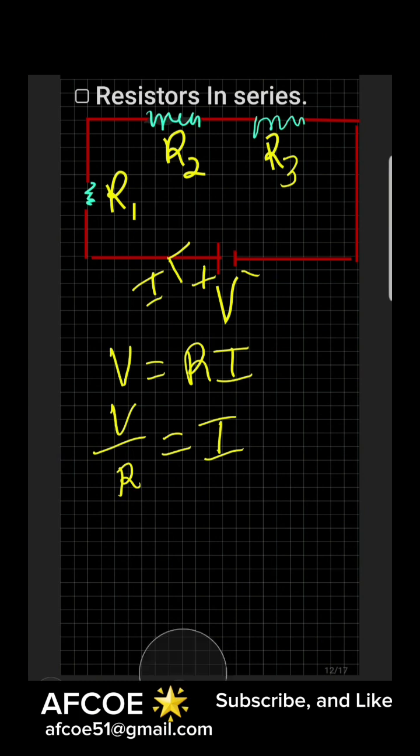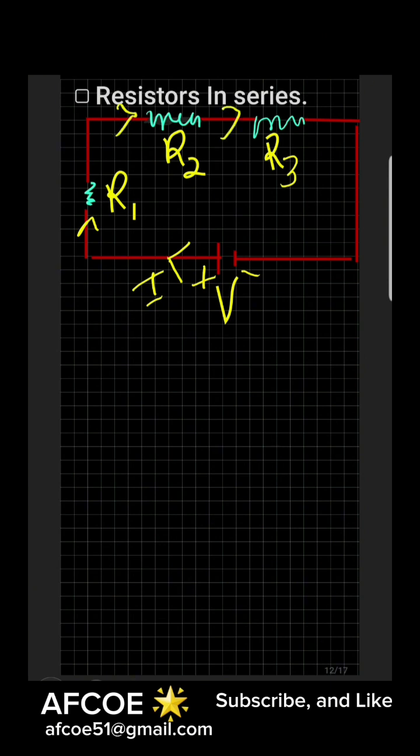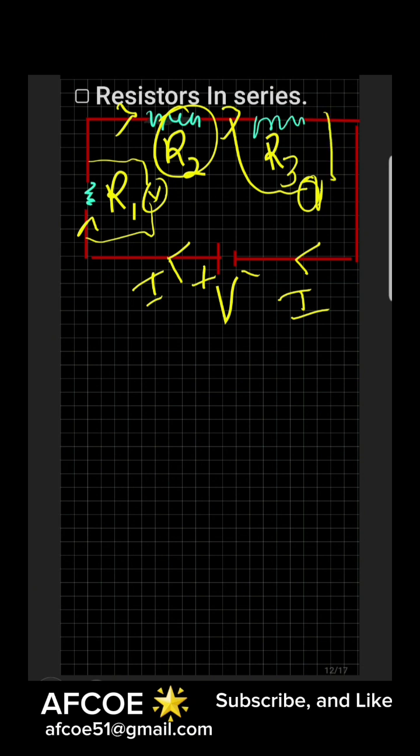The thing you have to know is that when resistors are connected in series, the same current flows through them. That is, I will be passing through R1, I will be passing through R2, and I will be passing through R3, and I will be coming back to our battery. That is, the same current is flowing through them. But if I place a voltmeter here to measure the voltage drop across this resistor, and plug another voltmeter here, I will read different values.